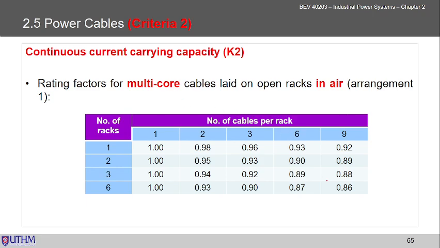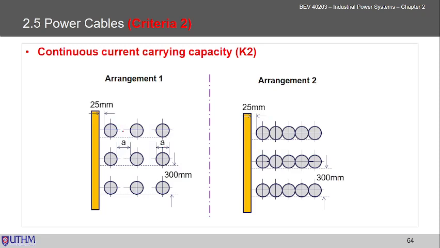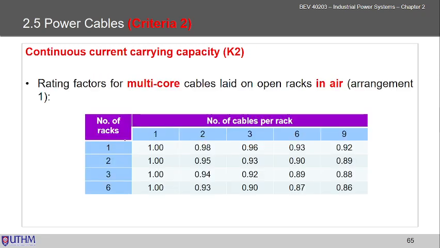And this is the value of K2. This one is for the multi-core cable type, so it is not a single core, but multi-core cable laid on an open rack in air. This one is in air, arrangement number one. We arrange it like this, so we have gaps between the cables. Okay, and look at this table, the number of cables per rack.